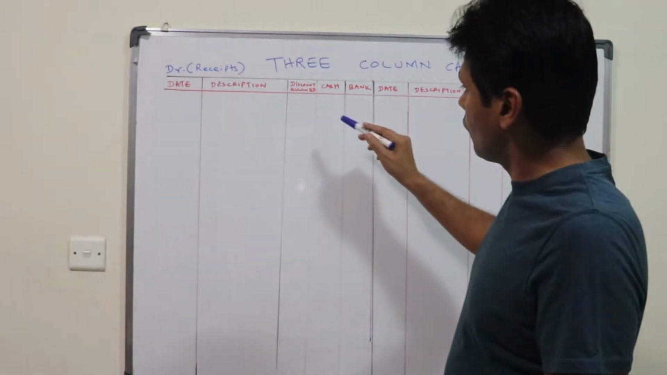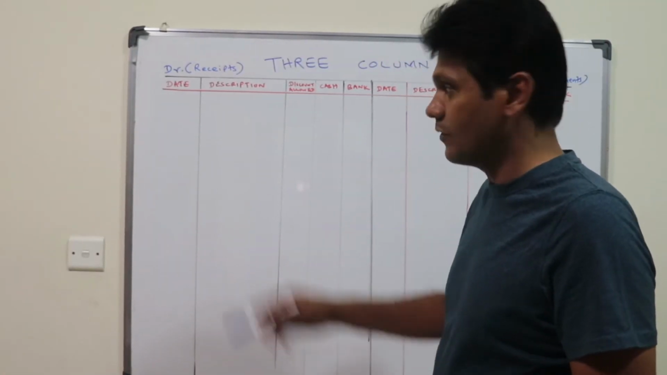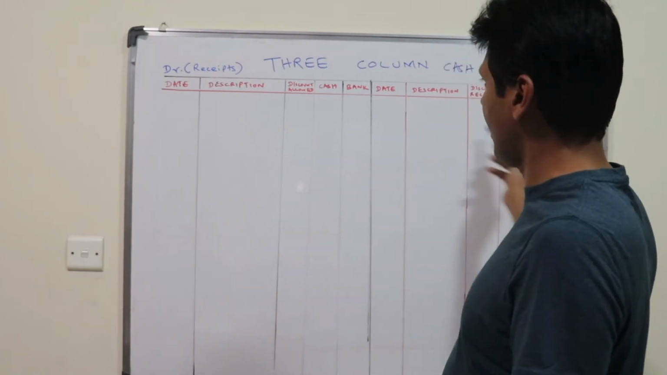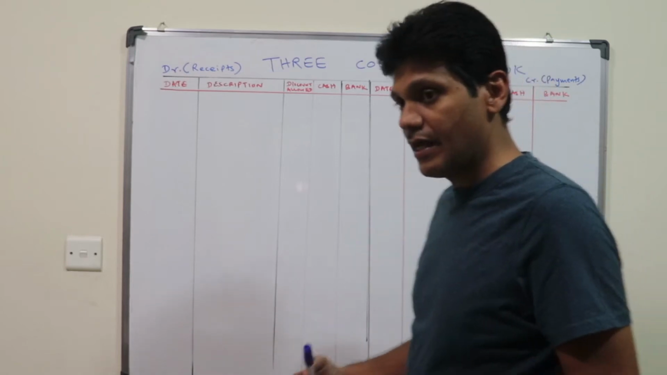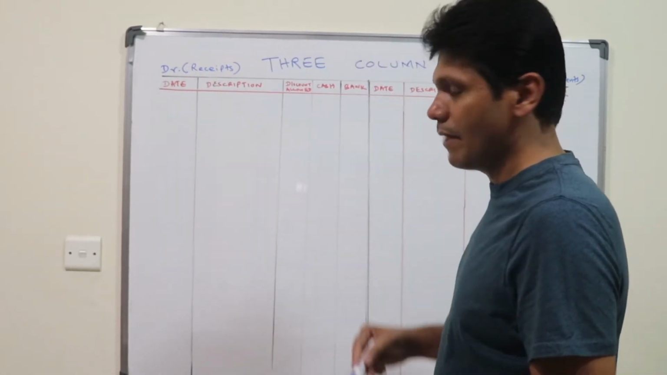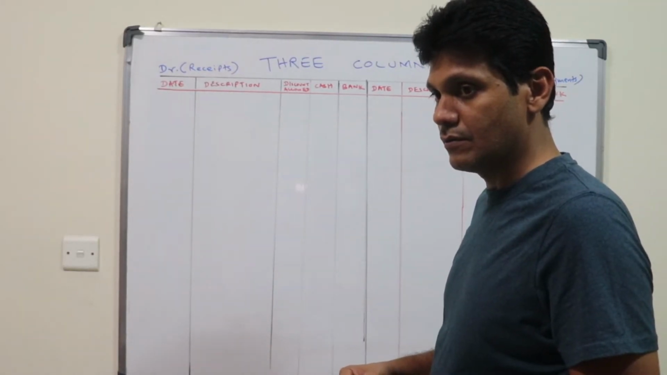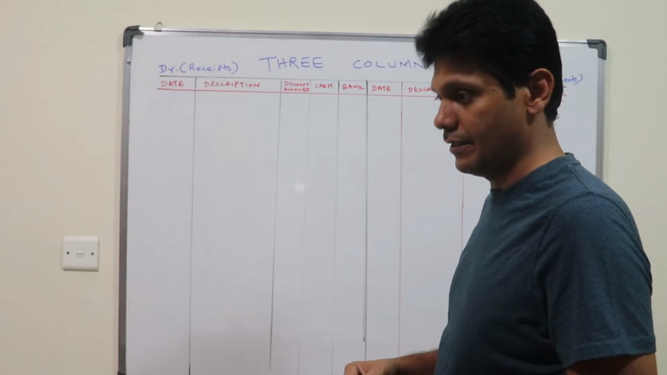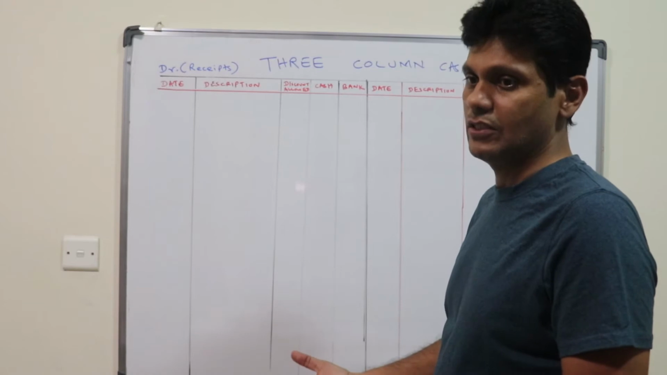Why do you need a cash column? Because on the debit side and the credit side you have a cash column to record cash transactions. Then what about the bank column? Taking money from the bank, putting money into the bank. It is to record all the bank transactions.